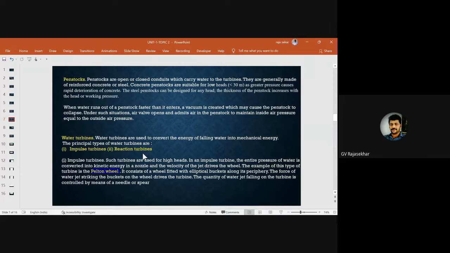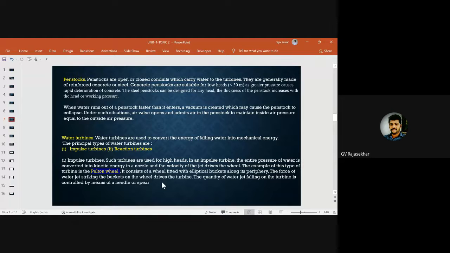So when water is coming from a very high head with a high pressure, this water is injected on the Pelton wheel through a nozzle, so that more pressure will be created and the rotor will rotate at a very high speed. It consists of a wheel fitted with elliptical buckets along its periphery. The force of water will be on the bucket, so that the turbine rotates, and also the rotor rotates.